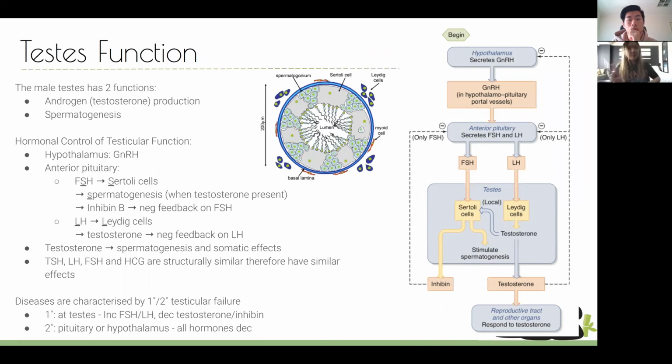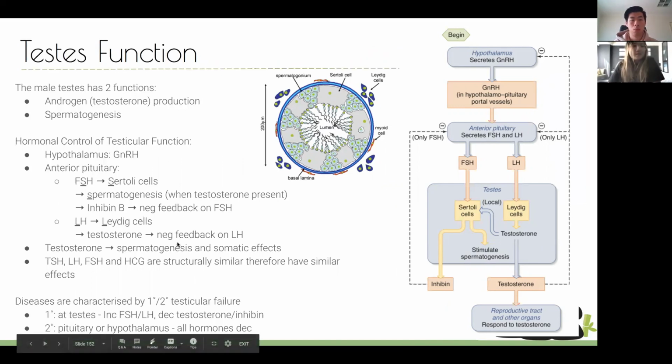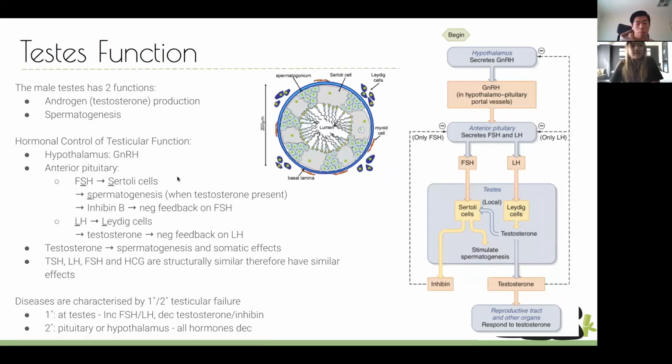Okay, so function of the testes. They have two main functions. One is androgen, which is testosterone production, and one is spermatogenesis, so the making of sperm. And there's a little bit of hormonal control involved.